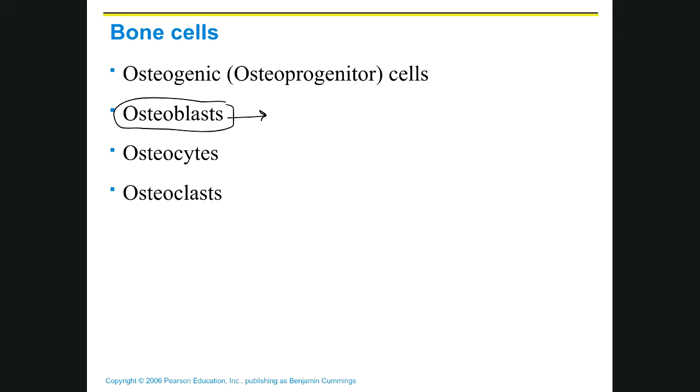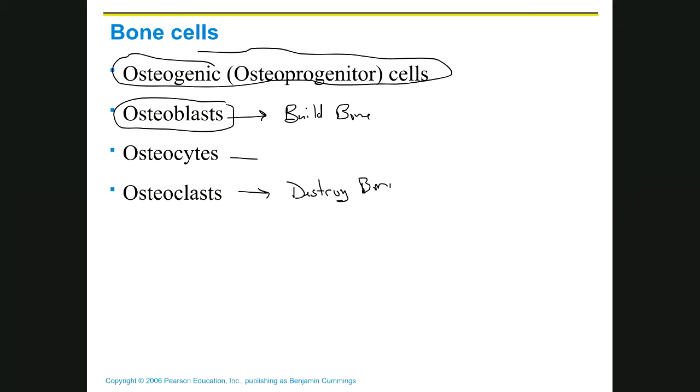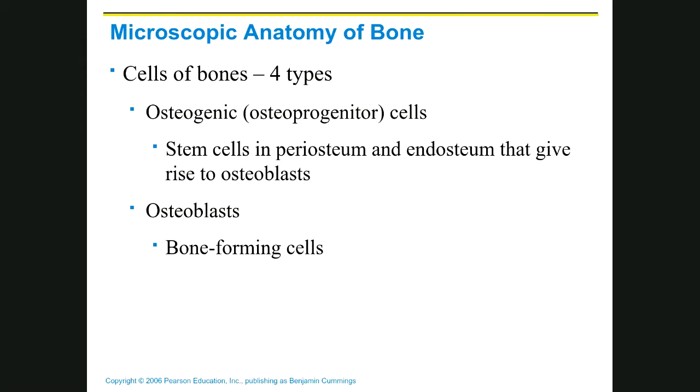Build bone. That's right. That's all they do. They build bone. And what do osteoclasts do? Oops. They destroy bone. That's right. But there's actually 2 other types of cells in bone. There's what are called osteogenic or osteoprogenitor cells, and then there's osteocytes. And so when you look at it, there's 4 types of cells.